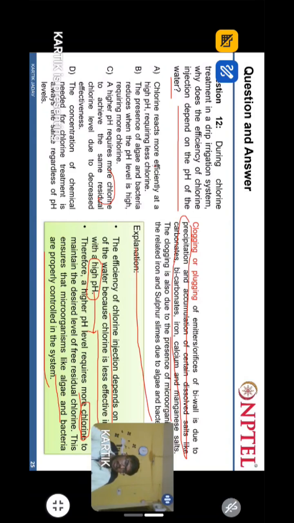So, chlorine reacts more effectively at higher pH. No, this is wrong. Presence of algae and bacteria reduces when pH level is high. No. Higher pH requires more chlorine to achieve the same residual chlorine level due to the decreased effectiveness. Option C is right. Right. At higher pH, the effectiveness of the chlorine we are adding is less. Due to that, we need to add more chlorine to increase its effectiveness. Option C is correct.